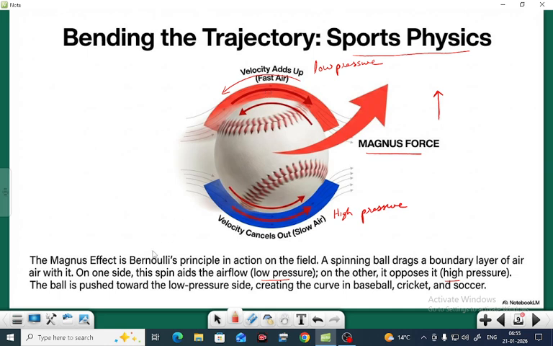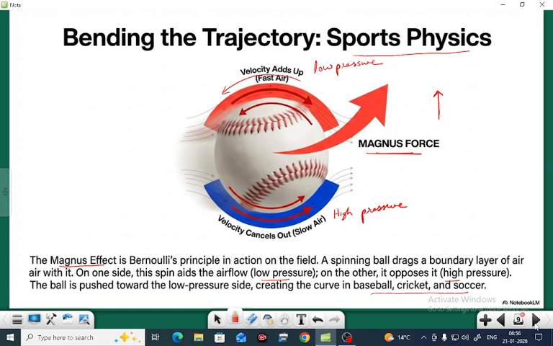Right? So what you get, on one side this spin aids the airflow, low pressure. On the other hand, it opposes it, high pressure. The ball is pushed toward the low pressure side, creating the curve in basketball, cricket or soccer. So it moves, and this is known as the Magnus effect. The Magnus force is in this direction, so it moves a little bit. This is known as the Magnus effect in Bernoulli's principle.